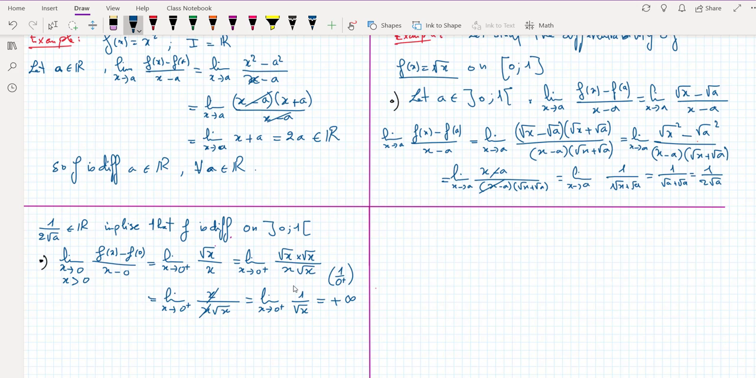So f has no finite limit, it has an infinite limit at 0 plus, which means that f is not differentiable at 0 on the right.